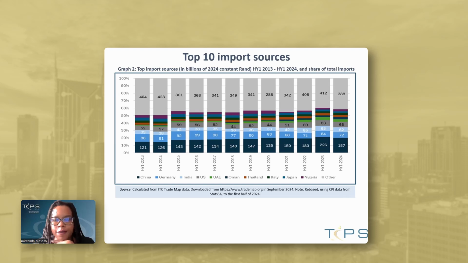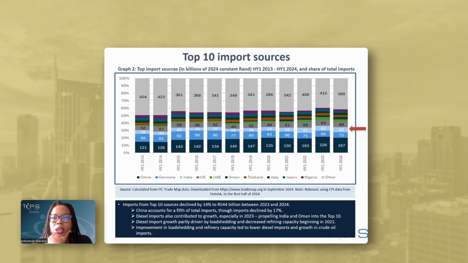As has been mentioned in previous presentations, China is the main source of imports for South Africa. This is followed by Germany. And then because of the increase in diesel imports, we also see the entry of India into South Africa's top 10 import sources for the first half of the year. We also see the entry of Oman into the top 10. The reason for this is that both these countries were the major sources of diesel imports over that period.